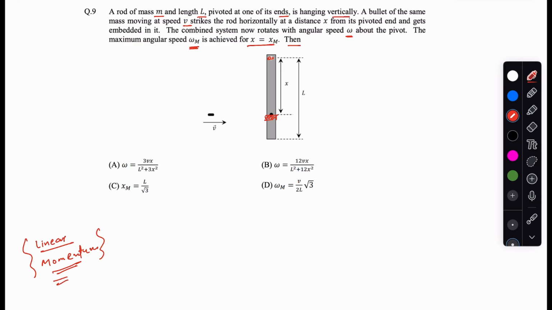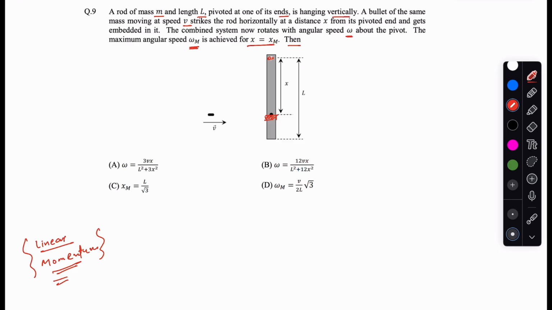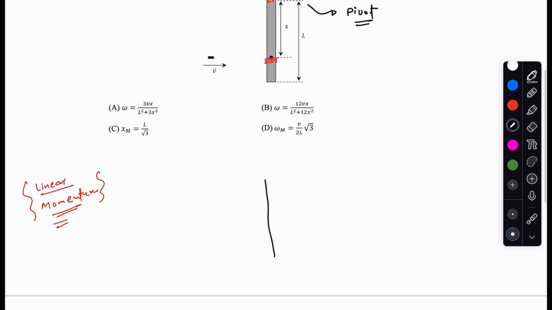But what about the angular momentum? Will it be conserved? Yes, angular momentum about the pivoted point will be conserved. Why? Because if we draw the system's FBD, or otherwise the individual particles' FBD, just before or during the collision, this is the bullet, and it is hitting at distance x. At that moment there is some internal force, and to balance that internal force there is a normal acting like this at the pivot.